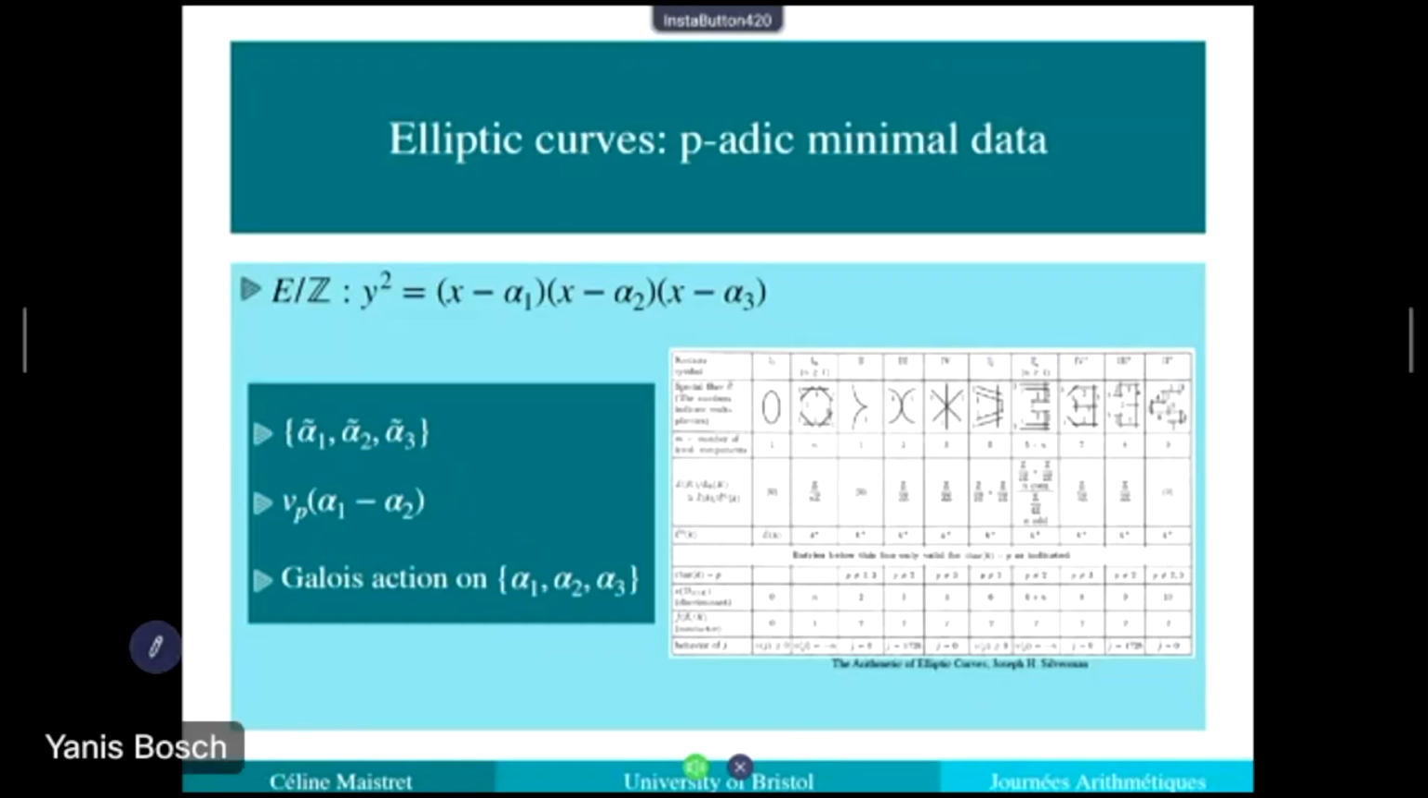And if you want to push this a bit further, if you want to understand a bit deeper, you will need also to understand how Galois or inertia acts on the roots of your elliptic curve when they are seen in Q_p bar. So for elliptic curves, if you have this minimal data, then you completely understand their local behavior.